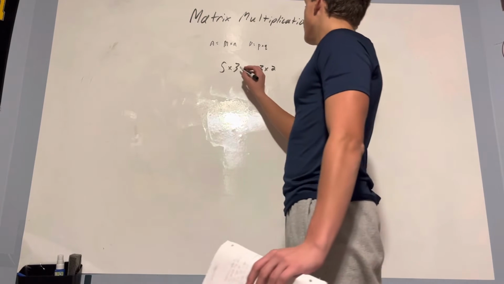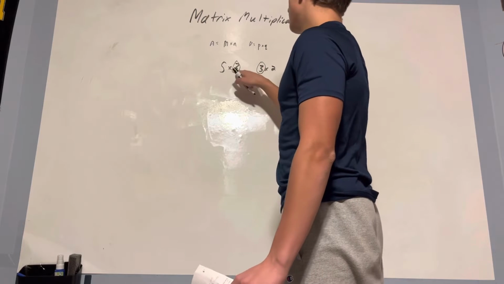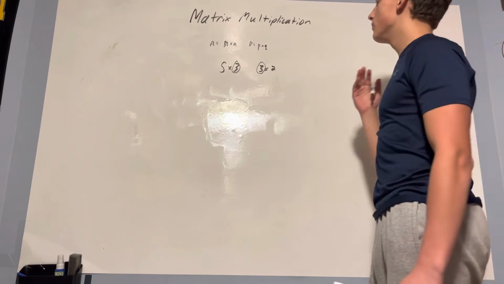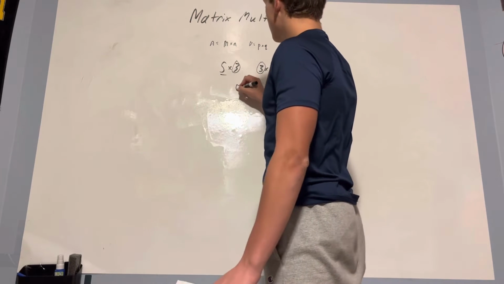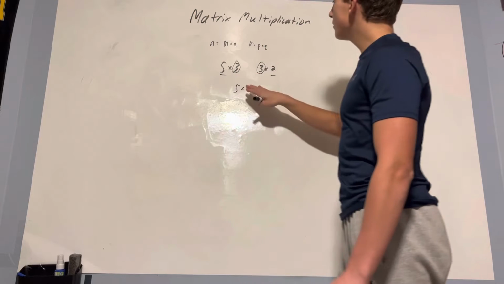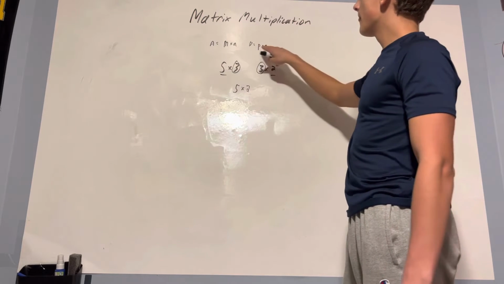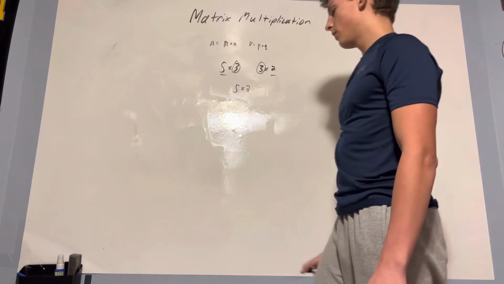Well, we can see these are the same. The columns of the first one, 3, are the same as the rows of the second one, 3. So we know we're able to multiply them. As stated before, the result is going to be M times Q, the rows of the first one by the columns of the second one. So it's going to be 5 by 2.